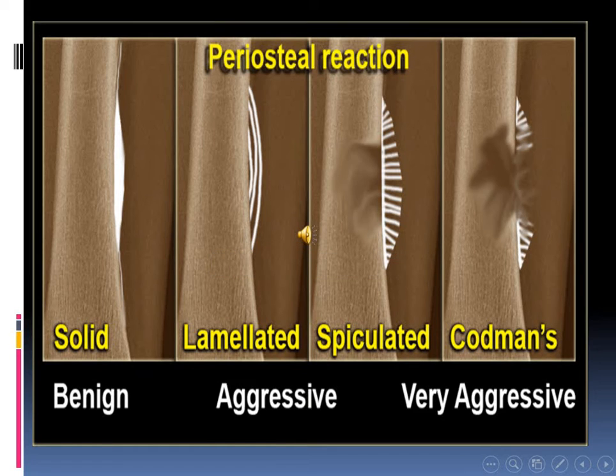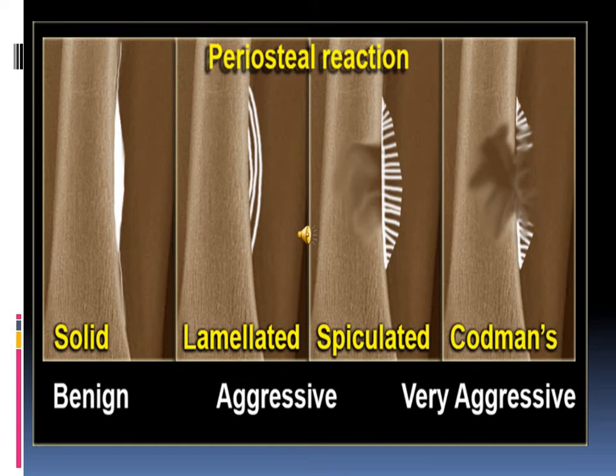Periosteal reaction. Periosteal reaction means cortical thickening. But there are types of periosteal reaction. So it could be a solid periosteal reaction, as we see in the first image. The white area represents a cortical thickening, while the other images are showing more aggressive features of periosteal reactions.